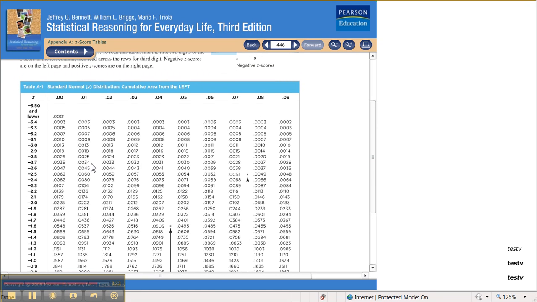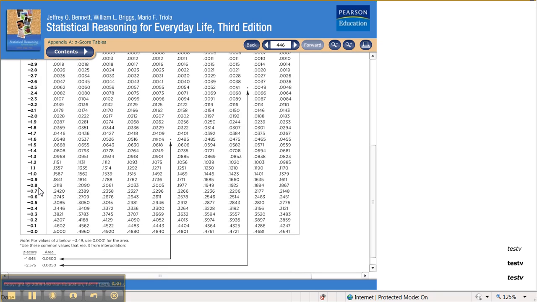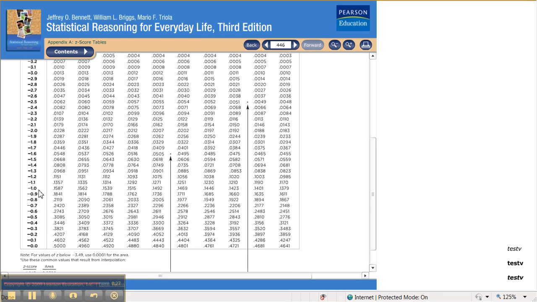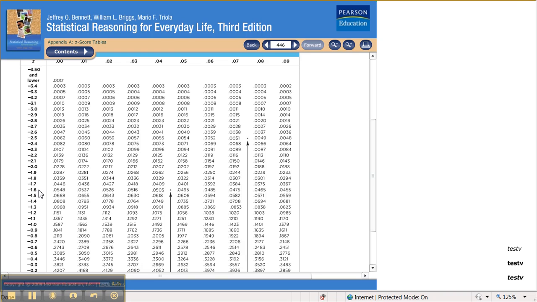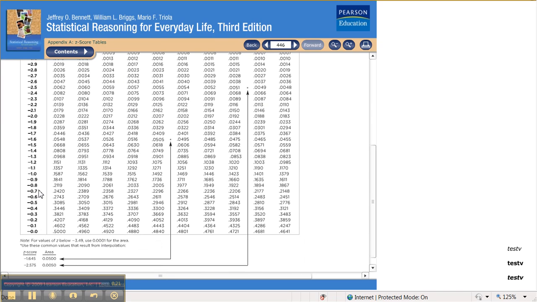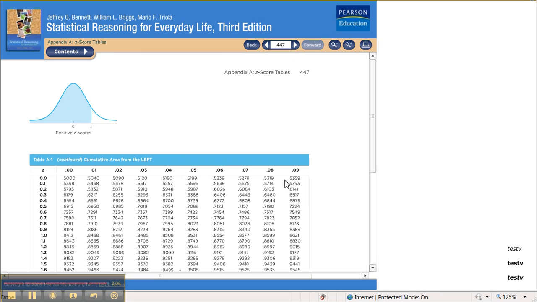Negative 0.83, let's find that one. Let's go down to 0.8. And where's the 3 column at? Over here. So 0, 1, 2, 3. So the area to the left of negative 0.83 would be about 0.2033. And again, we'll go one more over to the positive side and do 0.67, 0.7486.